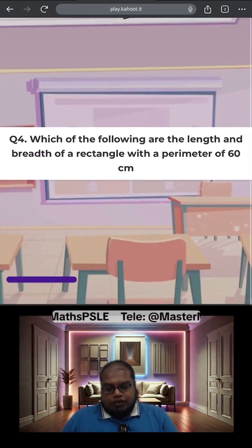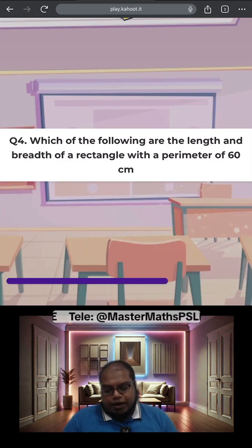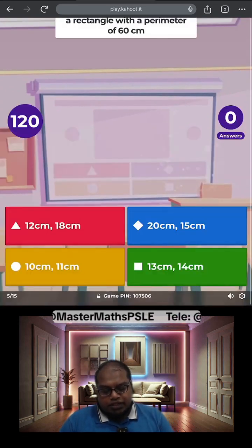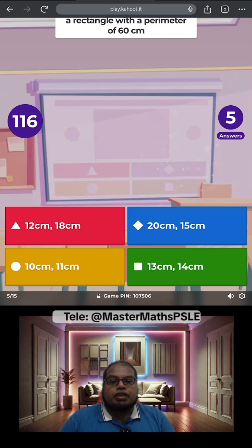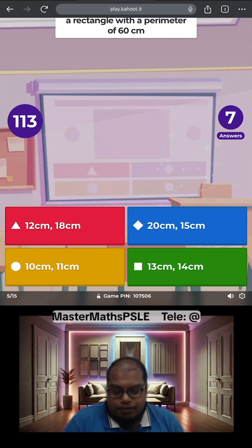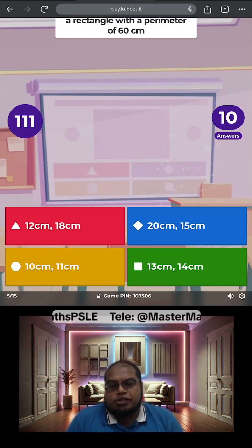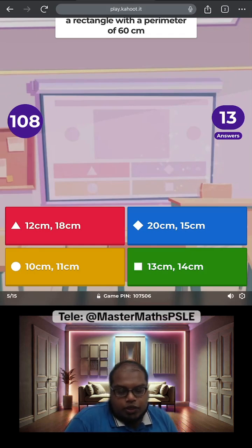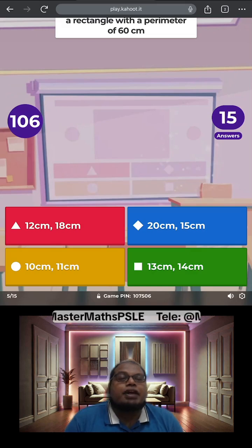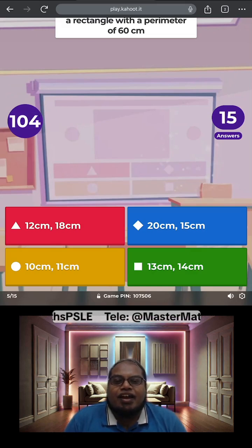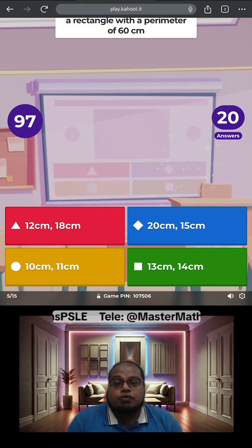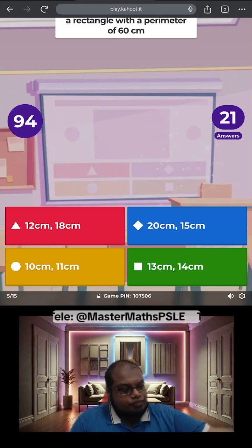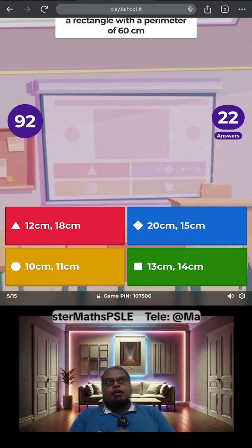Okay, now question 4. Which of the following are the length and breadth of a rectangle with a perimeter of 60 cm? Yes, this is P5 math. But if you are in P6 also, why not? You can join in and learn something and practice something, like I was saying. So 60 cm. We are looking for which of these length and breadth can give you a perimeter of 60 cm. Not area anymore here.